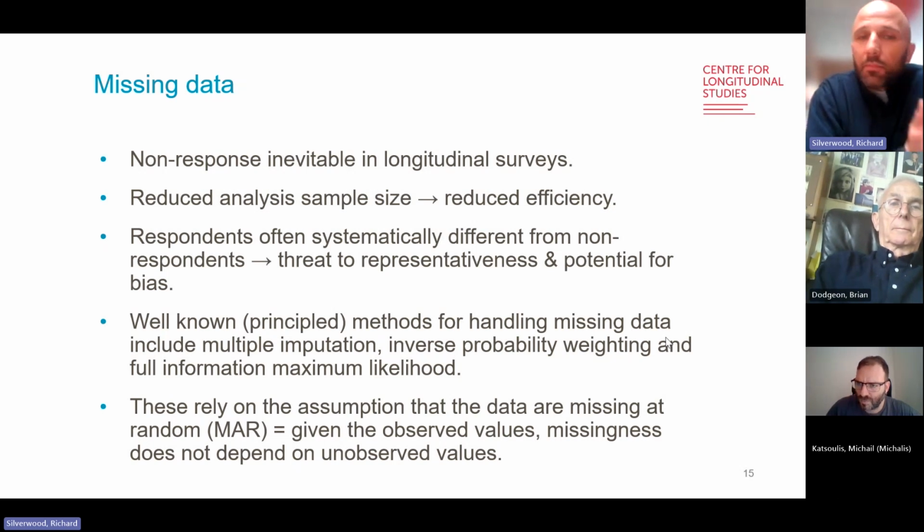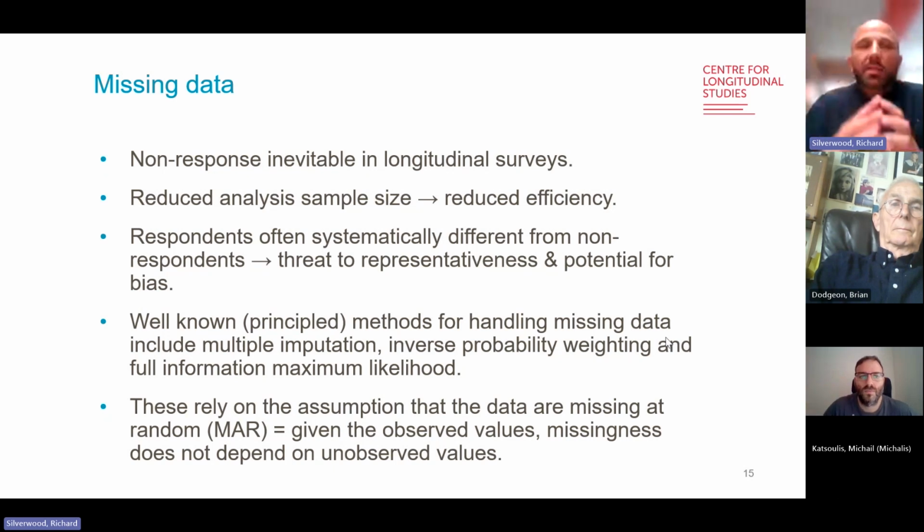So if you're estimating something simple like a mean or a proportion, or you're fitting a regression model to estimate some parameter or some fancy causal estimand, then this reduced efficiency will play out in terms of larger standard errors and wider confidence intervals. Perhaps more importantly, respondents will often systematically differ from non-respondents. And what this means is that amongst the subsample of respondents, there may be a threat to representativeness, meaning that those individuals that we observe within our pool of respondents may not look quite like those individuals in the target population that we're hoping to make inferences to.